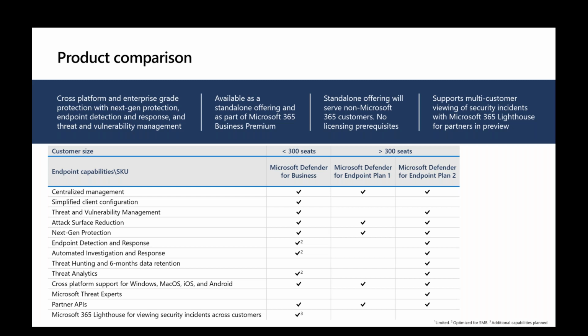But you'll see here that Defender for Business is going to give us our next gen protection, our endpoint EDR, things like our threat analytics, our APIs, all that, but we don't get, for example, the threat expert. So the threat expert is a P2 SKU inclusion, which means you can contact the Microsoft Security Response Center and get some hands-on assistance with that if you need it.